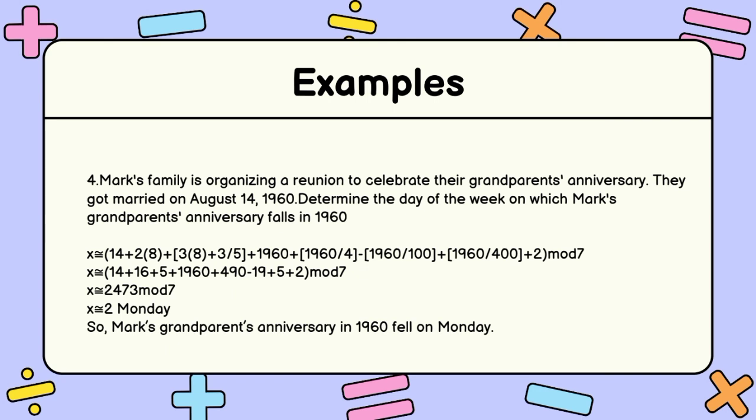So the day is August 14, so 14, and the month is August, so August is equivalent to 8, and the year is 1960. So we're going to use the formula and put in the values. The answer is x is congruent to 2. So 2 is equal to Monday. So Mark's grandparents' anniversary in 1960 fell on Monday.